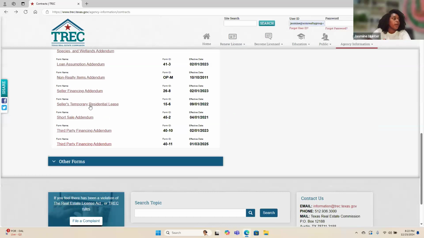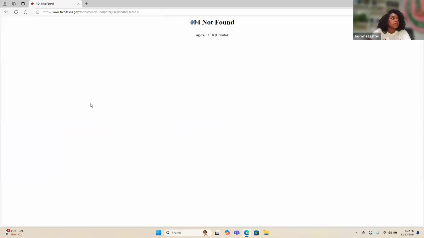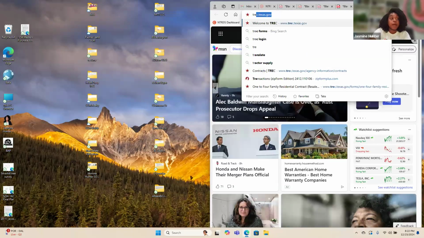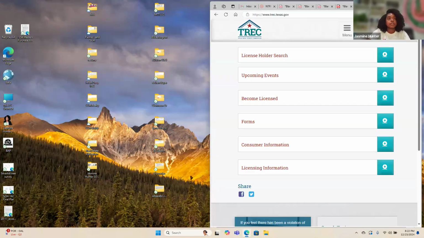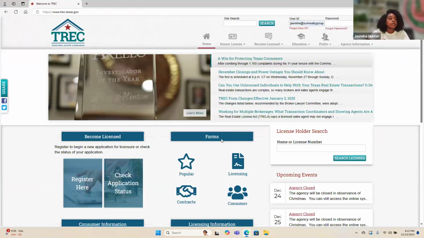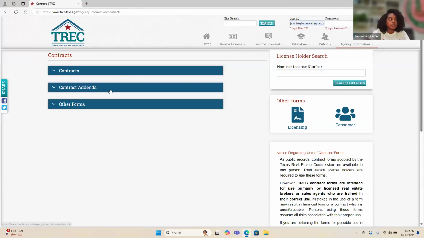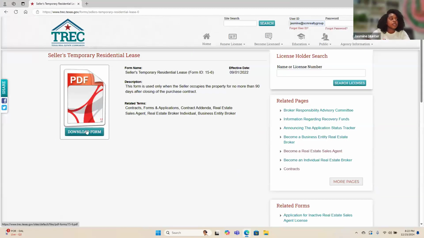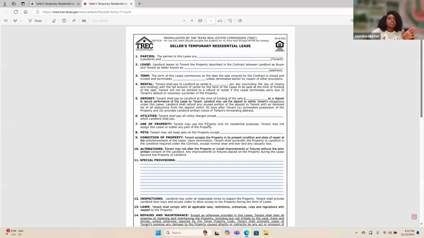Okay, so now we have the seller's temporary lease. So, my gosh, why does this keep happening? So I skipped the buyer's temporary lease earlier because they're the same document. I didn't go over the buyer's temporary lease because I knew I was going to do the seller's temporary lease at the end. The buyer's temporary lease and the seller's temporary lease are the exact same form. One is just for the buyer, one is for the seller.